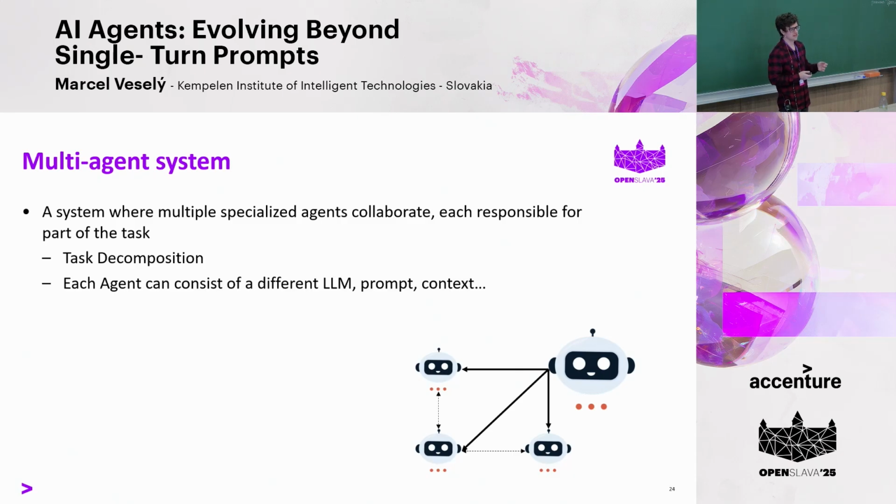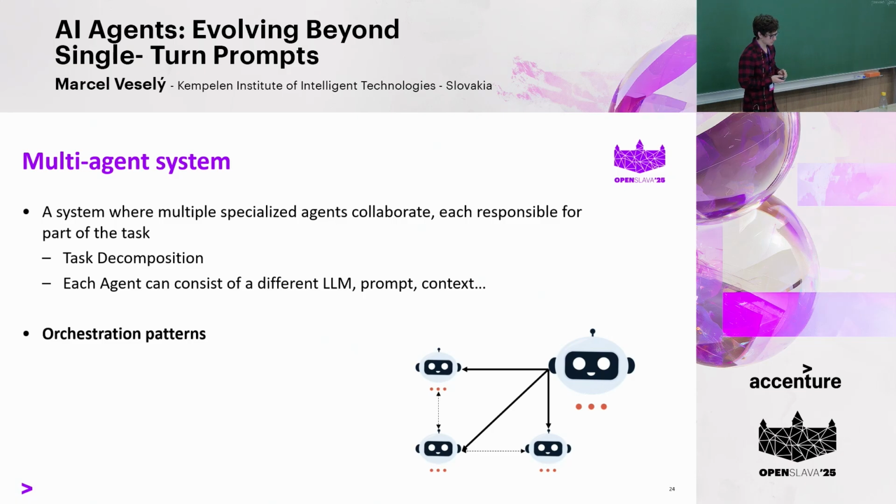There are some basic concepts that multi-agent systems are based on, for instance, task decomposition, because you may have a task that you want to do, but you need to, first of all, decompose it into smaller subtasks that you could assign to individual specialists, individual LLMs, agents. And the nice thing about this is that you can modify each agent to be specific to your demands, to your specific subtask. Each agent can have a different LLM, prompt, context.